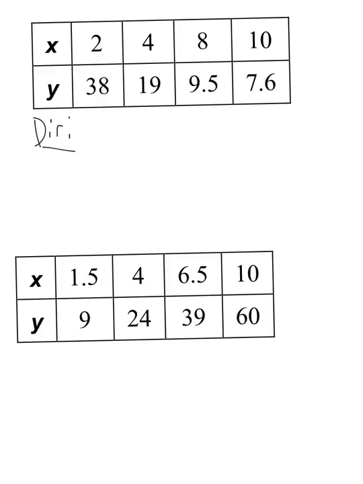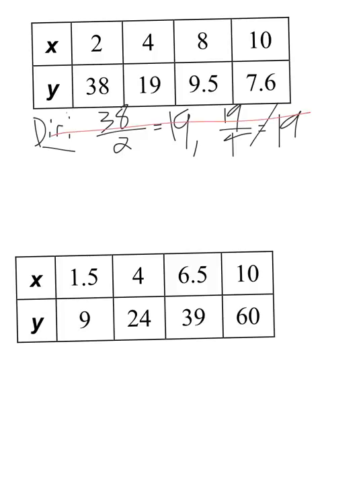So let's see if it's direct. We're going to do 38 over 2, and that's going to give us 19, and then I'm going to do 19 over 4, and that is just going to spit out 19 over 4, so it is not 19. It needs to be 19 every single time. So it's not direct. So let's move on to inverse.